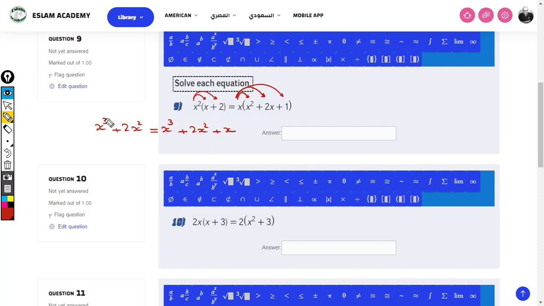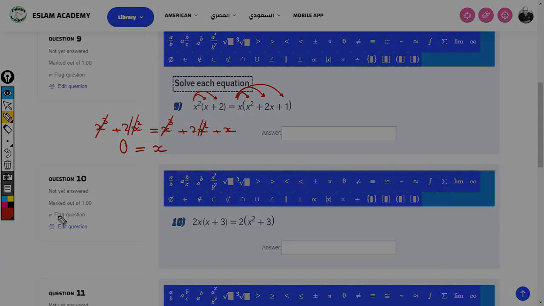Now we will find that we have x power 3 and x power 3, one on the left-hand side and one on the right-hand side, so cancel them out. Also, we'll find we have 2x power 2 and 2x power 2. The remainder from the left-hand side is equal to 0, and from the right-hand side, which is x. It means x is equal to 0.